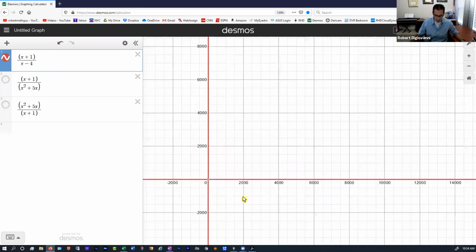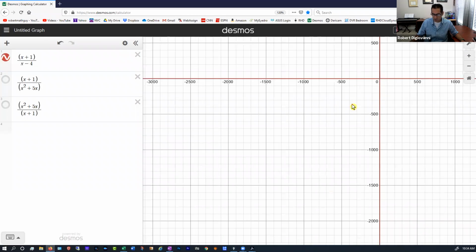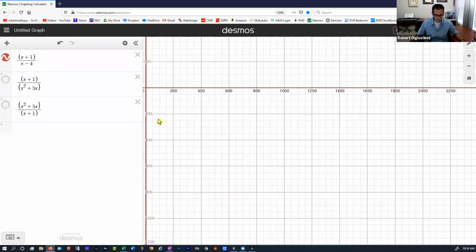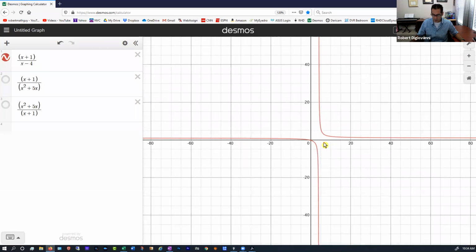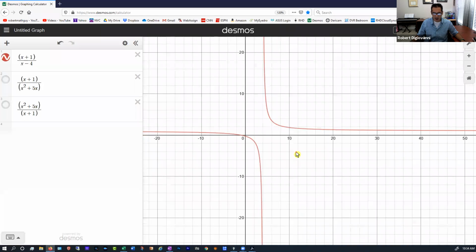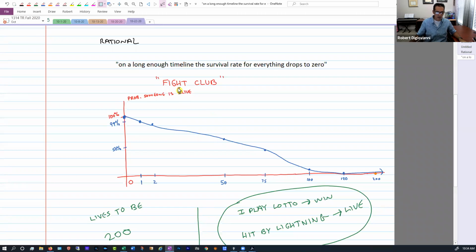We have this very strange thing happening. Try and zoom in on this. Come here. There we go. We've got this strange thing happening where the graph is dropping down, getting closer and closer to something. And that's exactly what Ed Norton Jr. was saying in Fight Club. He was saying on a long enough timeline, the survival rate for everything drops to 0.